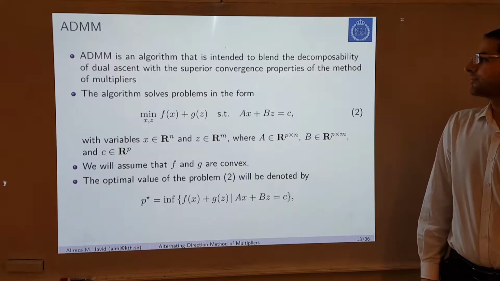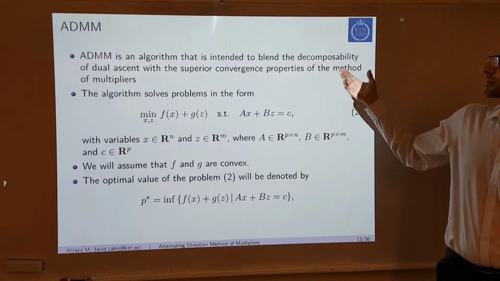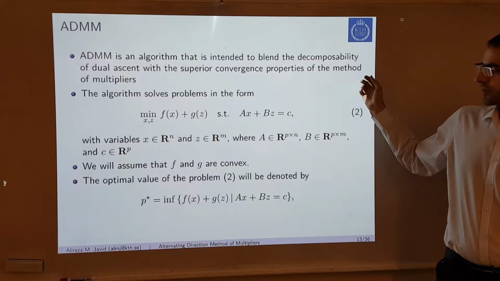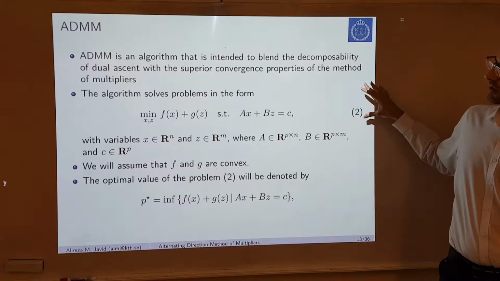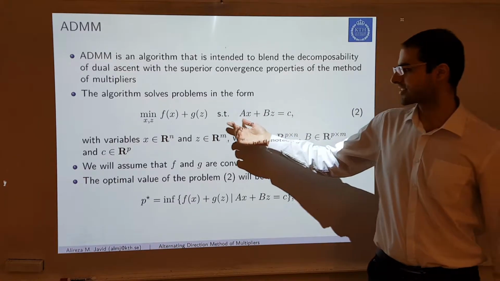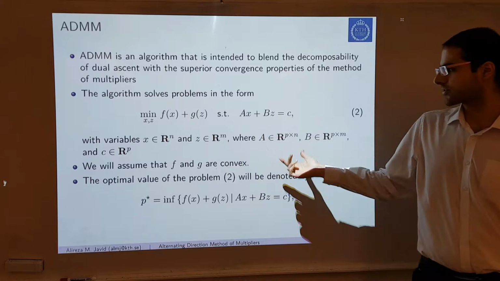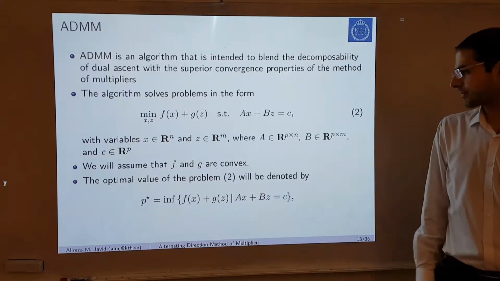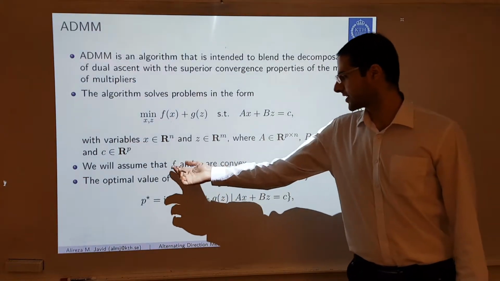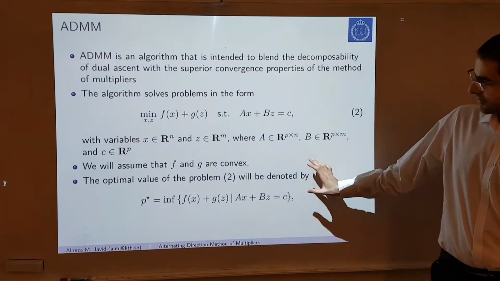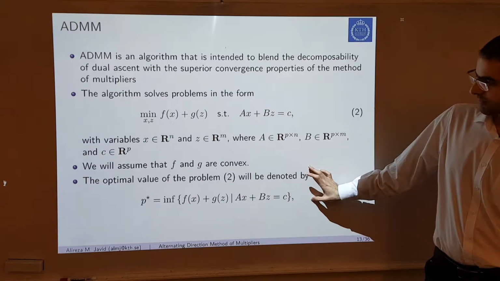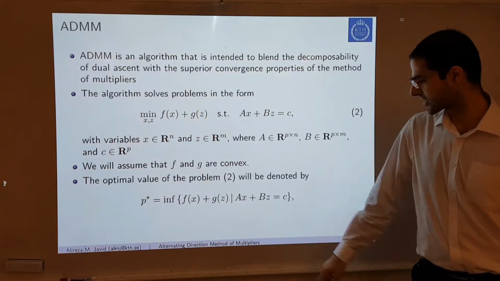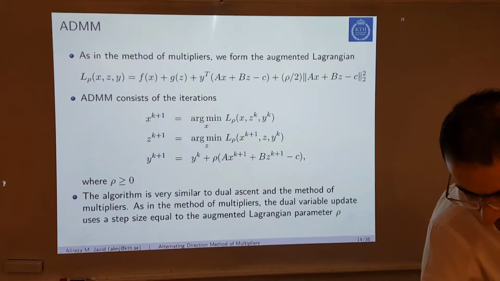ADMM is an algorithm that is supposed to blend the decomposability of dual ascent and the convergence properties of the method of multipliers. So we define this minimization problem as minimization of f and g over x and z, subject to a linear constraint. And we have these dimensions: x is of dimension n, z is of dimension m. We assume that f and g are convex, and these are some definitions that we will use. We define the optimal value for this problem as p star, which is the infimum of f of x plus g of z. We will use these definitions.